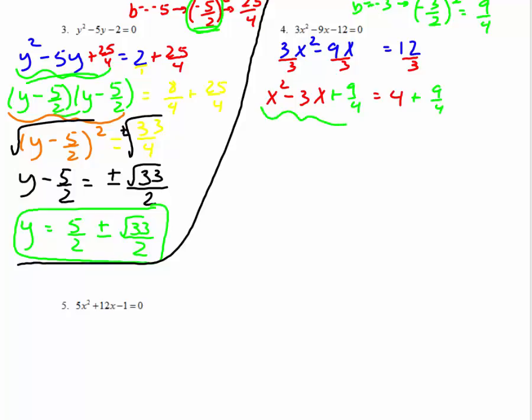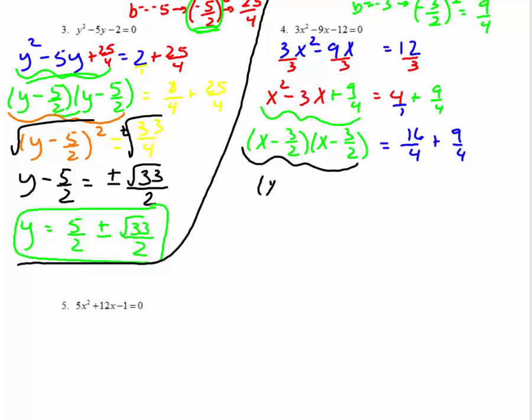So on the left-hand side, what was in parentheses before we squared it was negative 3 halves. So this should factor into x minus 3 halves times x minus 3 halves. On the right hand side, we'll definitely need to find a common denominator. Between a 1 and a 4 is a 4, so 4 times 4 is 16, and that can stay 9 over 4. On the left hand side, we rewrite x minus 3 halves times x minus 3 halves as x minus 3 halves quantity squared. And 16/4 plus 9/4 is 25/4.